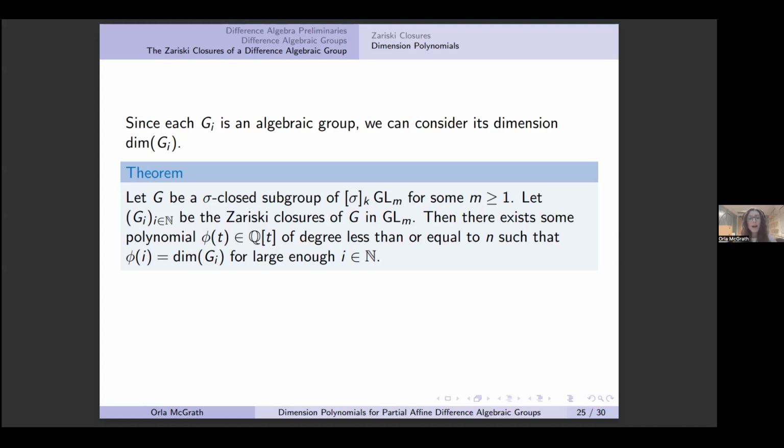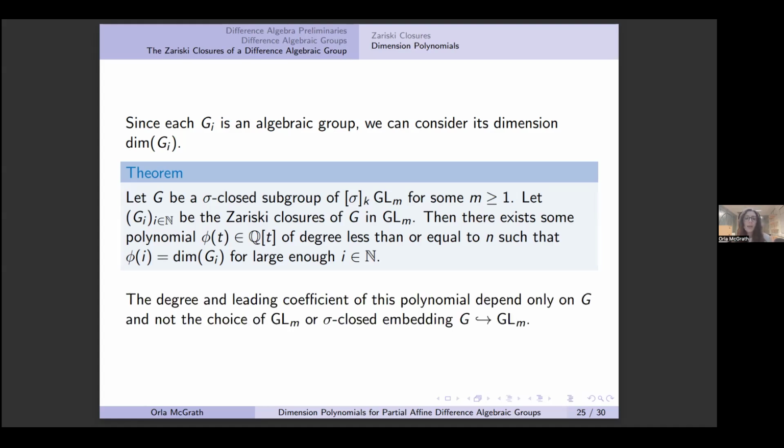In particular, we can find that this is a numerical polynomial, and that it has degree less than or equal to the number of endomorphisms that we're working with. While it doesn't make exact sense to talk about the dimension polynomial of a difference algebraic group, because this is defined based on our embedding, the degree and the leading coefficient of this polynomial are invariants of the difference algebraic group G. They don't depend on the choice of embedding. And so we will see that we can define something nice for our difference algebraic group.